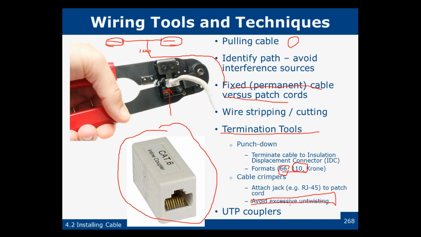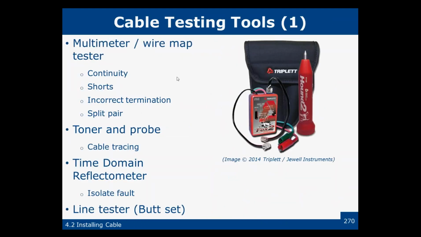Crosstalk is one wire interfering, the signal interfering, not noise in this case, but the signal interfering one to the other. And then we have the UTP couplers, which we kind of looked at here. Cat 6, this is a Cat 6, an inline coupler, which puts two of them together.